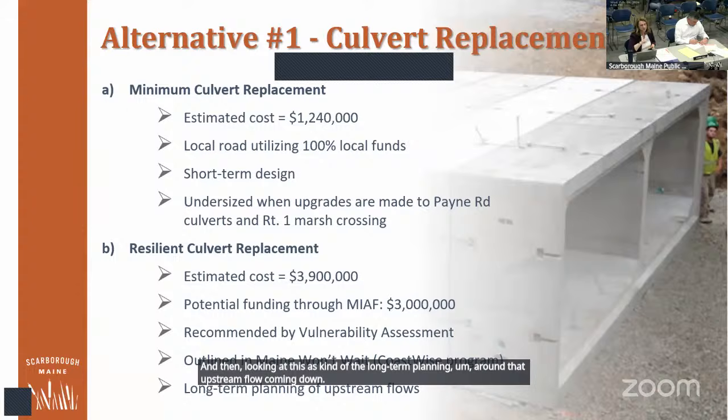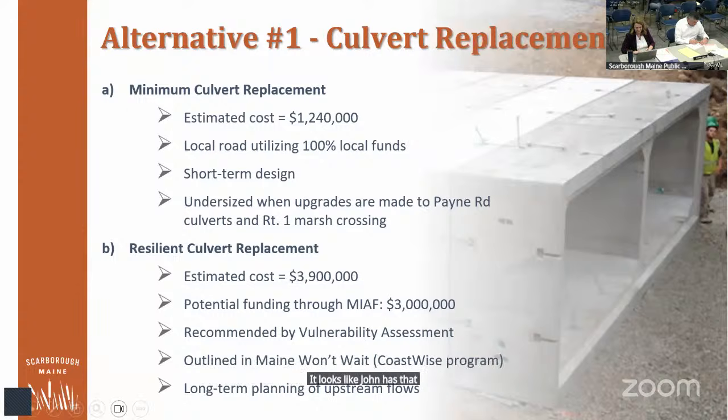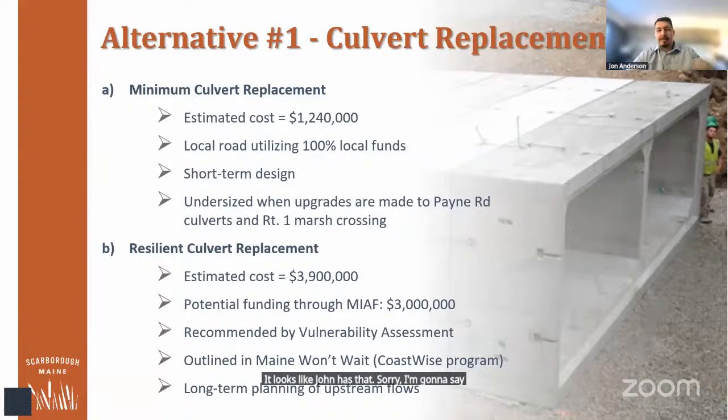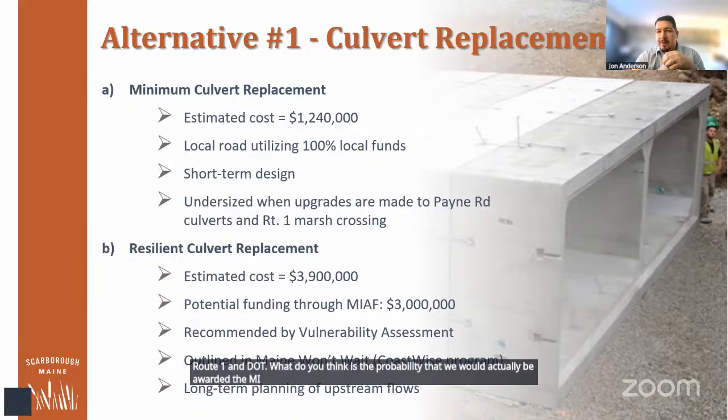It looks like John has a question. Yeah, Angela, I did. Given what was just discussed about Route 1 and DOT, what do you think is the probability that we would actually be awarded the MIAF grant if we applied for it?